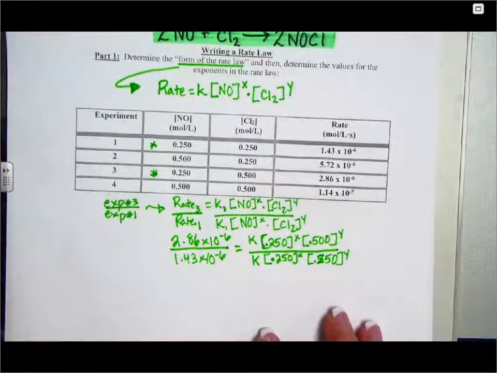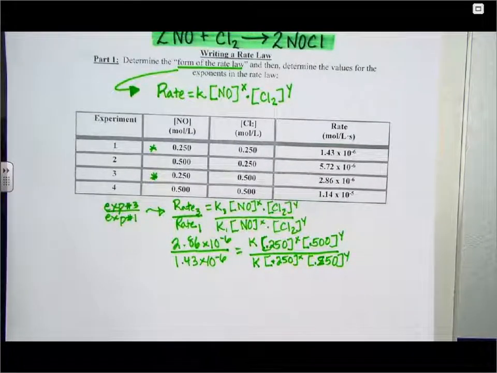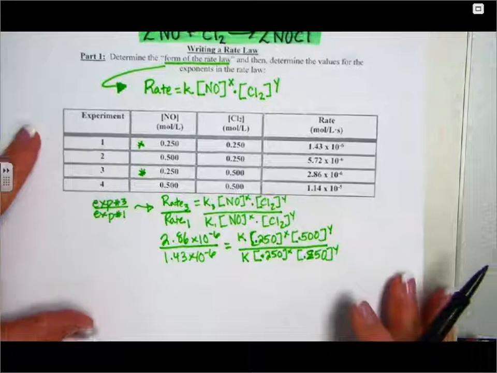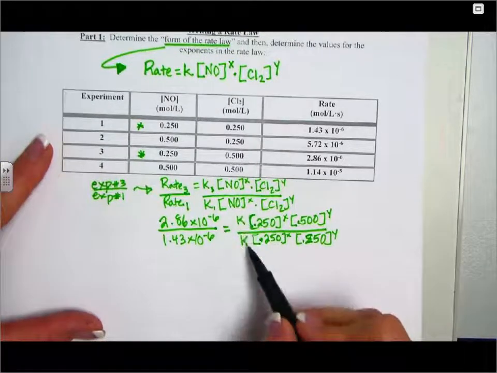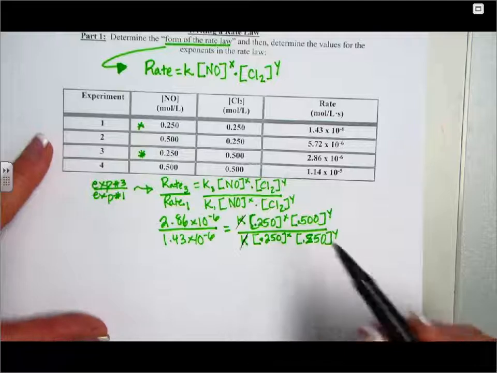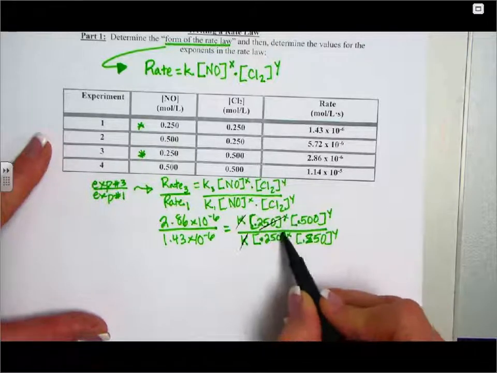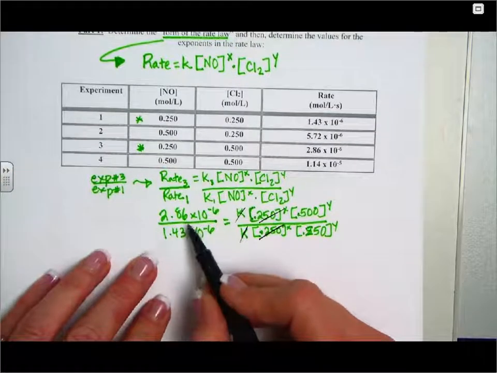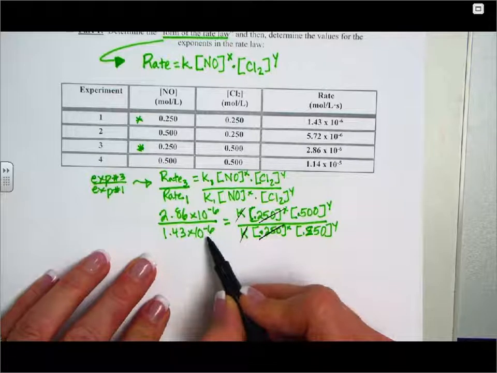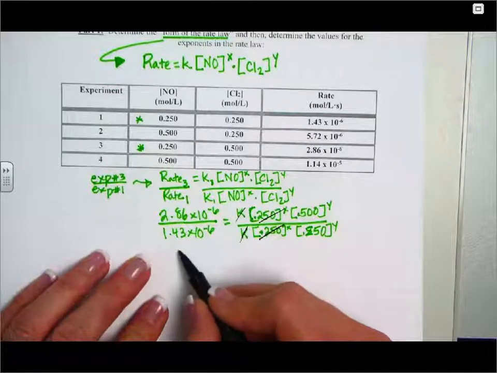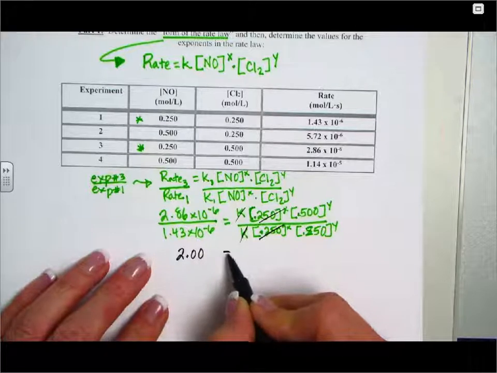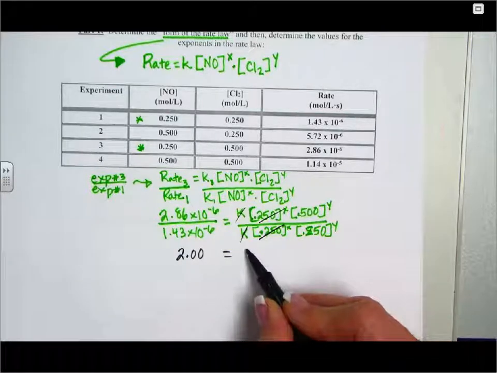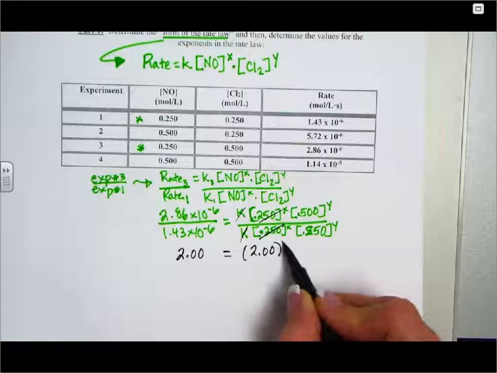Now what you will see is the reason we picked a situation where 2 of the concentrations were the same and only one of the concentrations was changing is because we need some things to cancel out to simplify the calculation. So you'll notice since k's are constants, they always cancel out. So the k always cancels. And here, this part will cancel out because that's identical. So we can bring down what is left over. I'm going to go ahead and do the math. 2.86 times 10 to the negative 6 divided by 1.43 times 10 to the negative 6 reduces to 2.00 equals, now 0.5 divided by 0.25. That's equal to 2.00 to the y power.